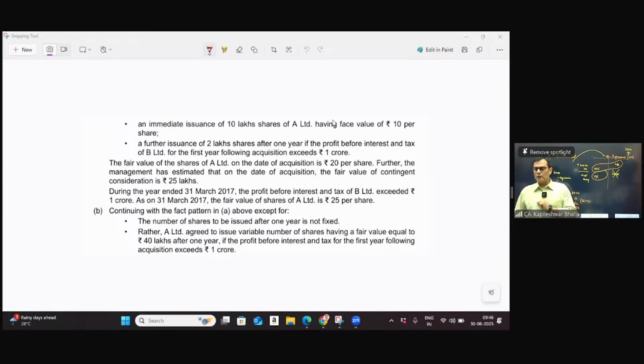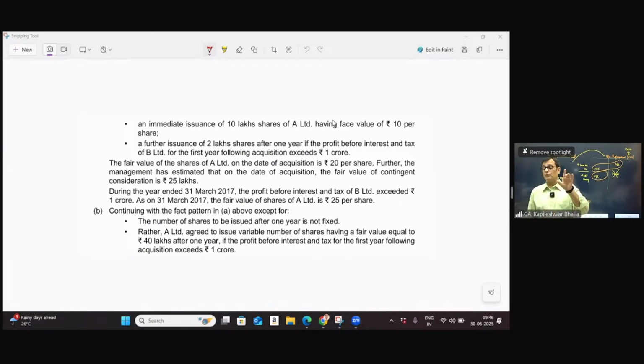Then he says the fair value of the shares on the date of acquisition is 20, and further, the management estimated that on the date of acquisition, the fair value of the contingent consideration is 25 lakhs. Now, this is one part of the question. Then there is another part. It says continuing the same pattern as indicated above, except the number of shares to be issued after 1 year is not fixed. If it is not fixed, does this contingent consideration become a financial liability as per Ind AS 32? Yes, sir, it's variable, not fixed. It becomes a financial liability.